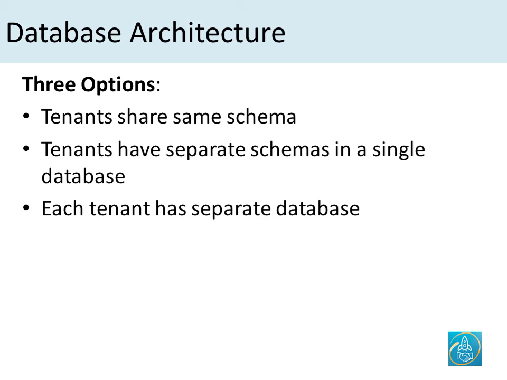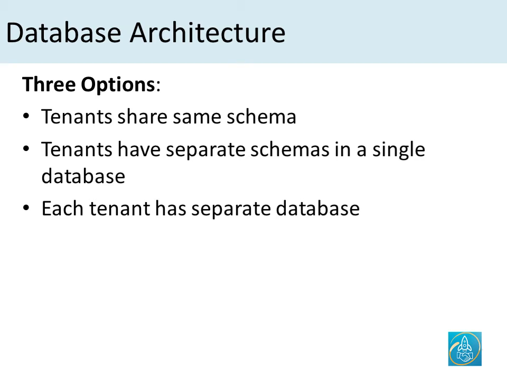There are multiple options. Option one, all the tenants would share the same schema. So data for all the tenants is stored in the same set of tables. And how does the application figure out what data you have access to? There's a customer ID that's associated with every customer or tenant, and based on that, the SQL statements and the application code will give you access to only that data.